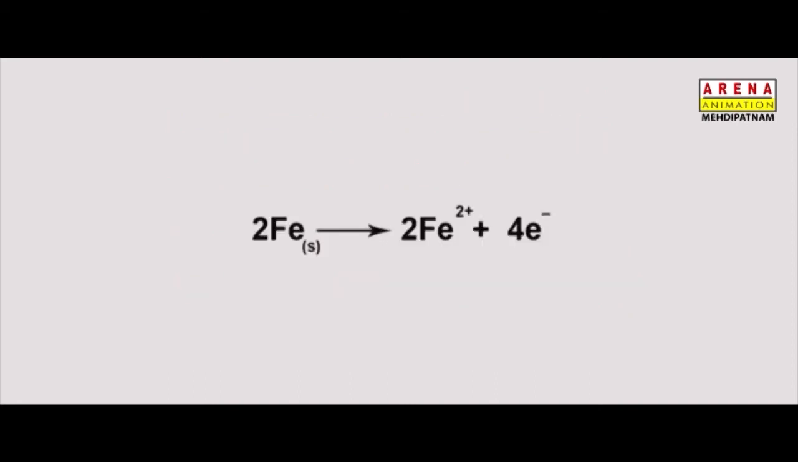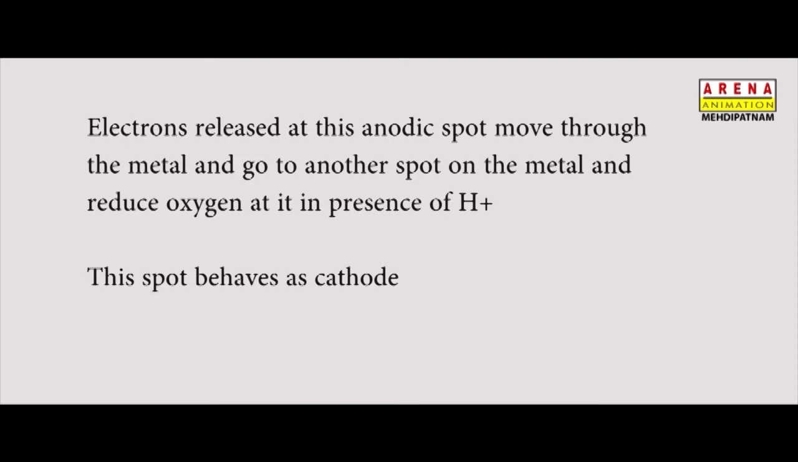We can write the reaction as 2Fe → 2Fe2+ + 4e−. Electrons released at this anode spot move through the metal and go to another spot on the metal and reduce oxygen there in the presence of H+. This spot behaves as a cathode.